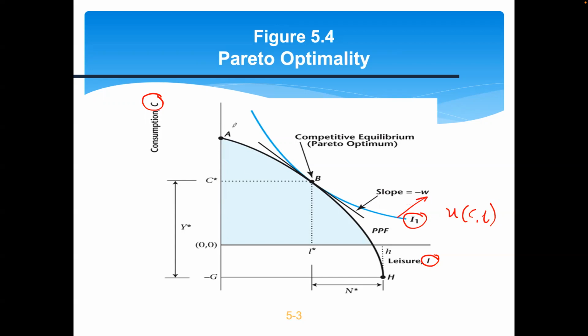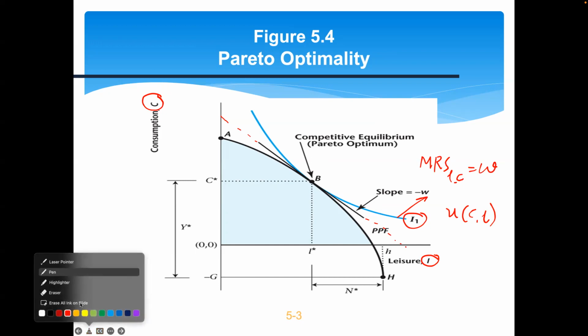But the household is subject to a budget constraint, something like this. The best the household can do is choose the consumption bundle such that the indifference curve is tangent to the budget constraint. And so for the households, if they take wage as given, the marginal rate of substitution between leisure and consumption is equal to the wage. Okay, so this is for households.